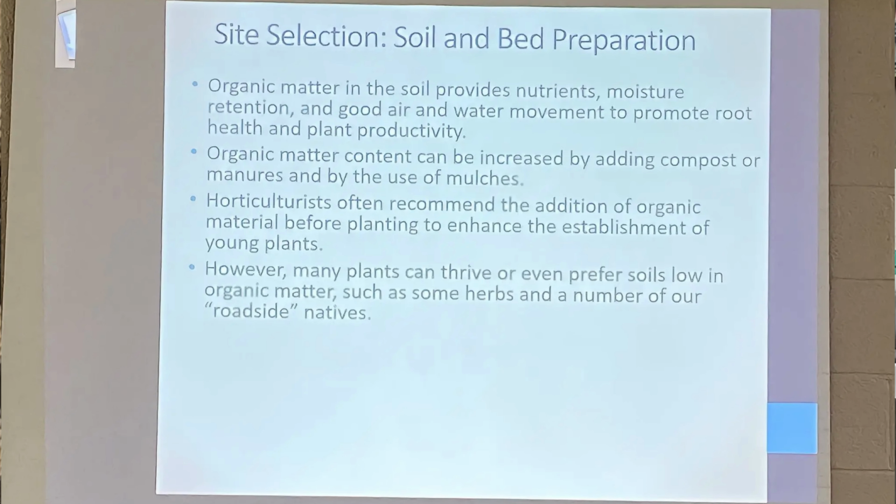Site selection, soil and bed preparation. Organic matter in the soil provides nutrients, moisture retention, and good air and water movement to promote root health and plant productivity. Organic matter content can be increased by adding compost or manures and by the use of mulches. Horticulturists often recommend the addition of organic material before planting to enhance the establishment of young plants. That's also called amending the soil. However, many plants can thrive or even prefer soils low in organic matter, such as herbs and a number of our roadside natives.